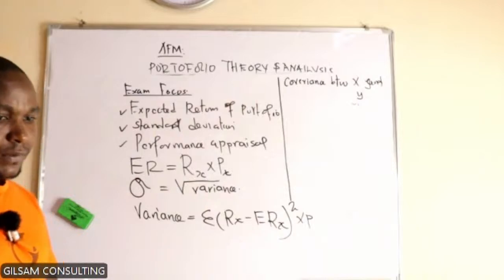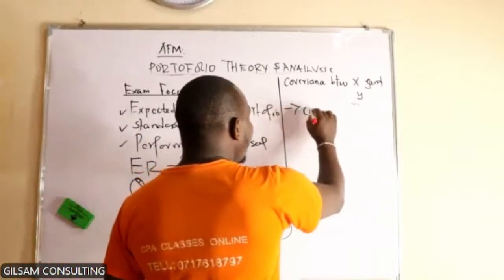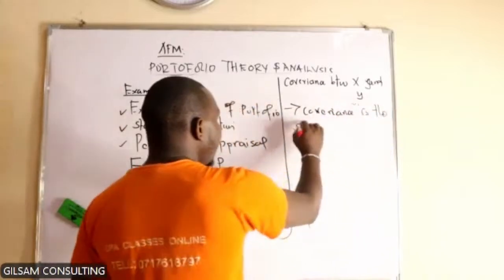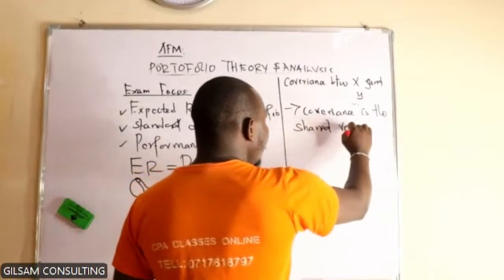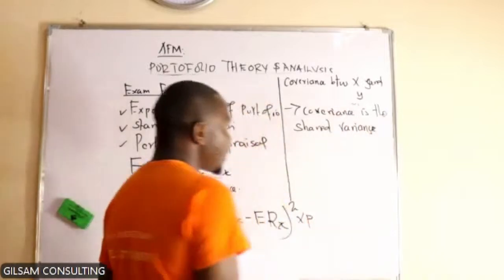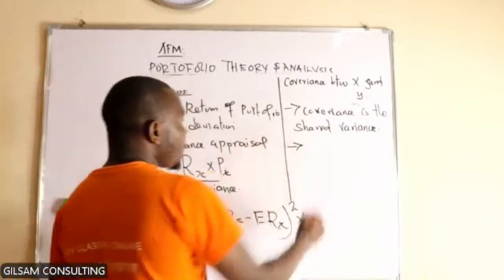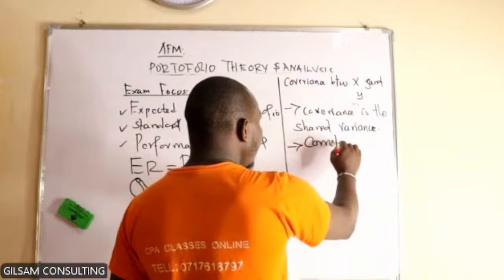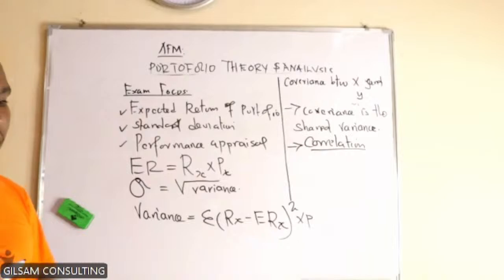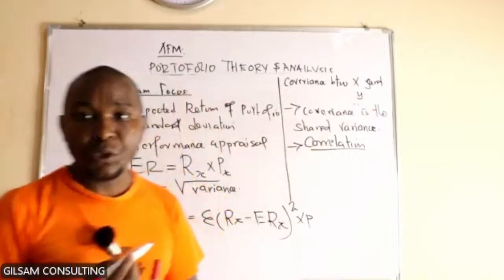So what is the covariance? Covariance is the shared variation, the shared variance. And then you also need to know how to do the correlation. Correlation is just the correlation of the two projects or the investments.